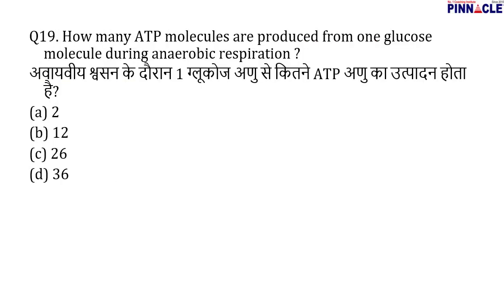Moving to question number 19, we have: how many ATP molecules are produced from one glucose molecule during anaerobic respiration? We have to name the number of ATP molecules produced. Anaerobic respiration means the respiration which takes place in the absence of oxygen. If respiration takes place in the presence of oxygen, it is said to be aerobic, and if it takes place in the absence of oxygen, it is said to be anaerobic respiration. During anaerobic respiration, only 2 ATP molecules are produced. So for question number 19, A, that is 2, is the correct option.